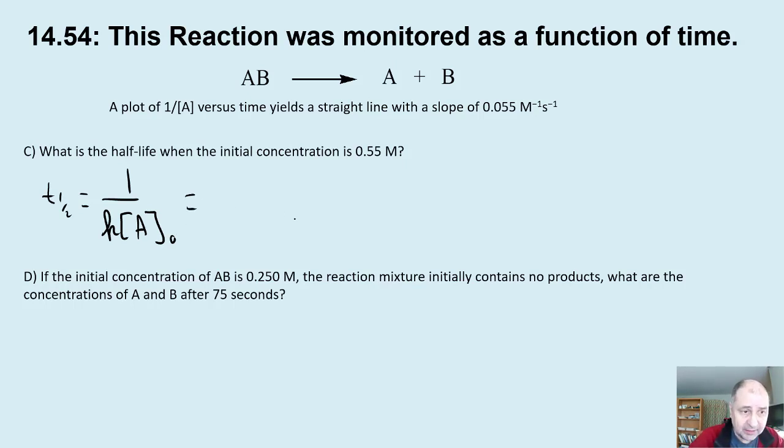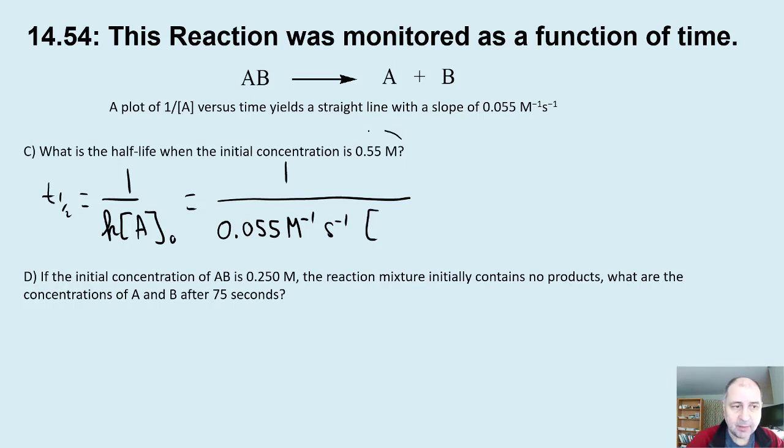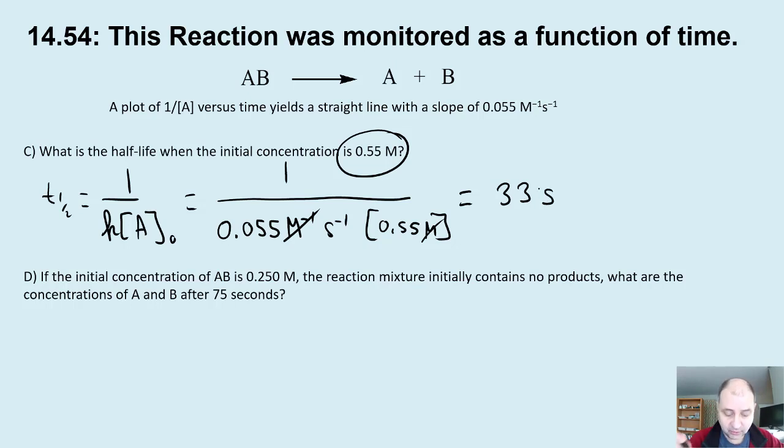And so I can just plug that in. It's going to be 1 over, we know what K is, 0.055 per mole per second, and then we multiply by the initial concentration provided here, 0.55 M. And so moles per mole divided by mole, and then 1 divided by 1 divided by second equals seconds. So this is going to be a time, as we expect, and if you put this in the calculator you get 33 seconds.